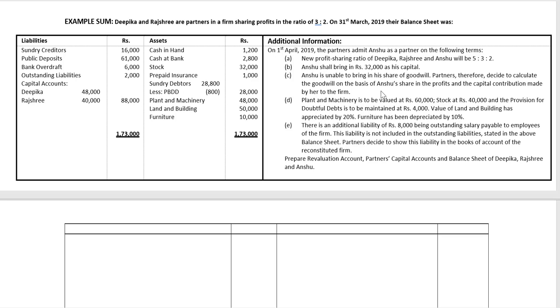So we'll begin by preparing the revaluation account. We'll prepare the partners' capital accounts, and while doing so, we'll calculate the value of hidden goodwill and treat the goodwill of Anshu also, and then finally prepare the balance sheet of the new firm.